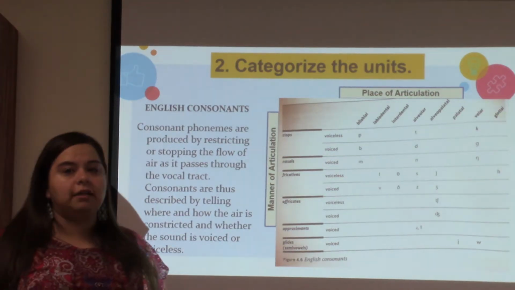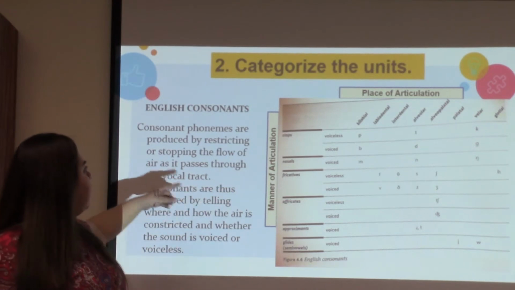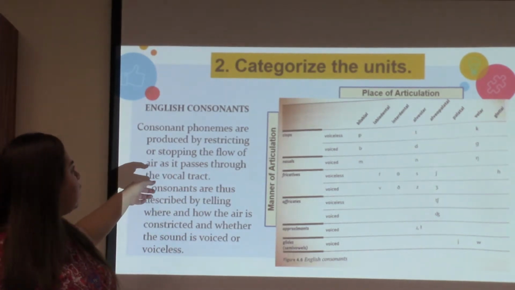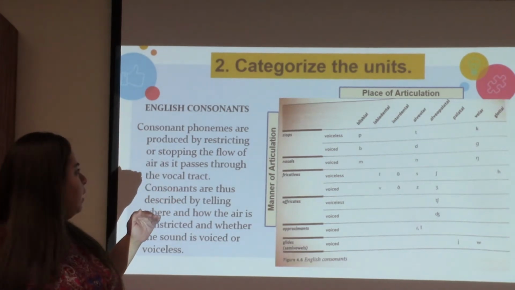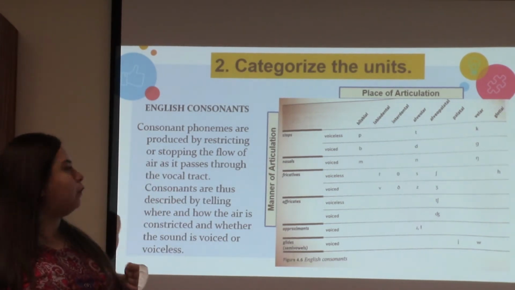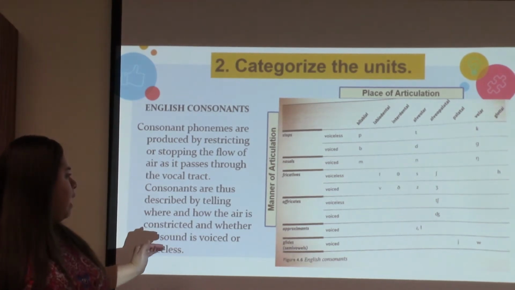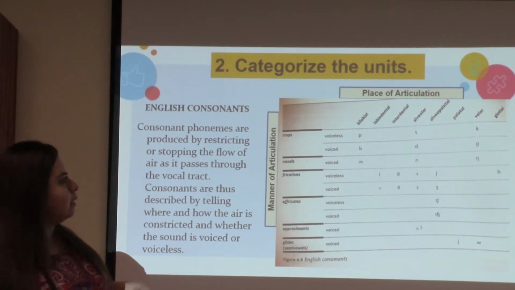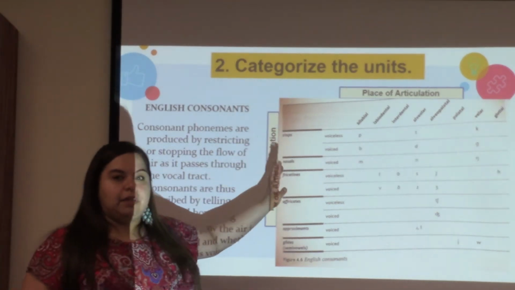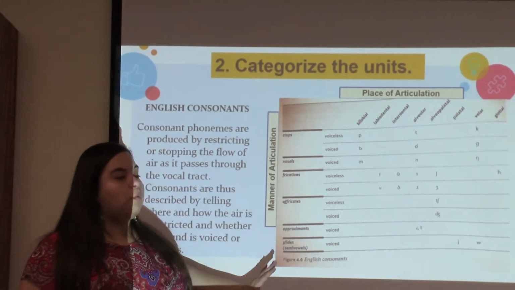Finally, the English consonants, they gave a whole graph on this because the way that we produce the English consonants is by restricting or actually stopping the airflow as it passes through the vocal tract. The consonants are described by telling where and how the air is constricted, and again, whether it's voiced or voiceless. So to save us even more reading, this graph, if you find it in your book, will tell you how these consonants are made.